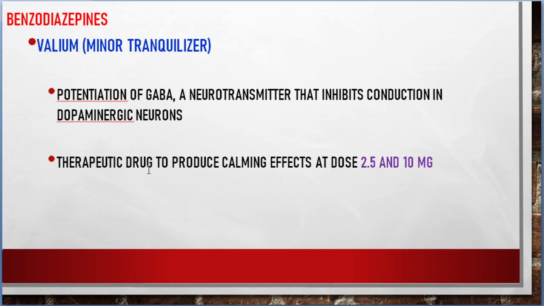The therapeutic dose to produce a calming effect of your benzodiazepines is between 2.5 and 10 mg. Actually, this depends on the type of drug that we give. For example, midazolam is only short-acting. So we can give it every minute or every 10 minutes, depending on the drug. So your benzodiazepines here are actually commonly prescribed medication for anxiety, sedation, and sleep.